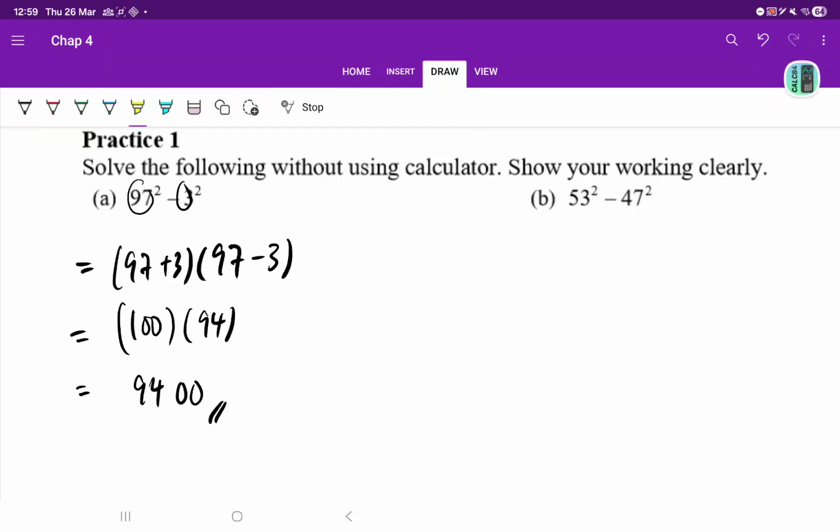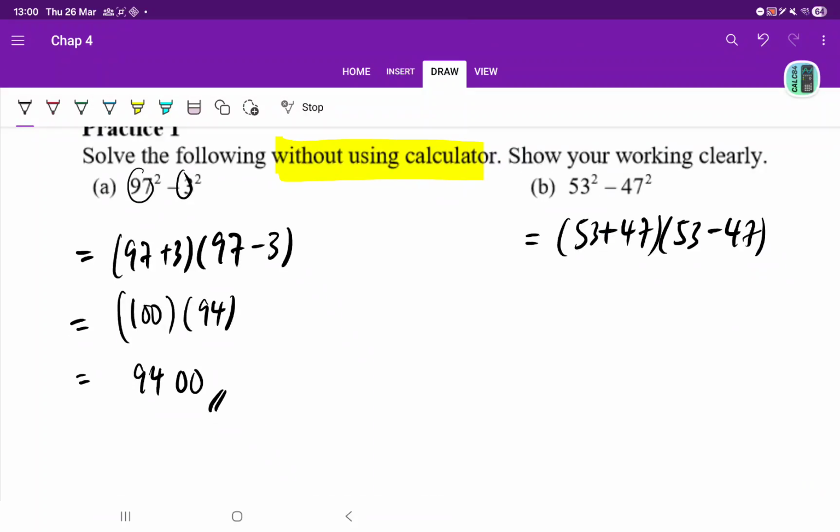For part B, you don't need to expand, because you're not supposed to use a calculator. Yes, you can, but 47 to the power of 2, unless you want to show primary school full working, 47 times 47, don't do that. We use the formula, so that is 53 minus 47, 53 plus 47. So we are doing a plus b and a minus b. The a is 53, the b is 47.